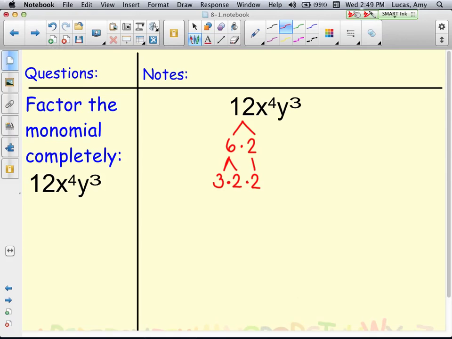Now, x to the 4th power, hopefully you recall, means x times x times x times x. And y to the 3rd power would be 3 y's multiplied together. So, when it says factor the monomial completely, this is what we're looking for.